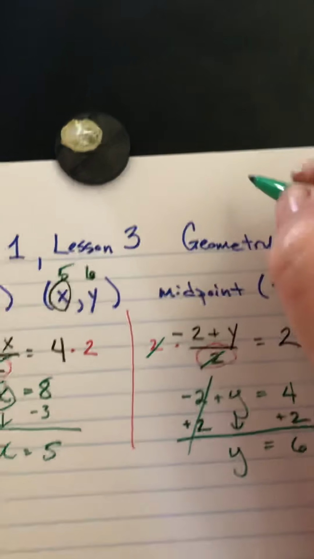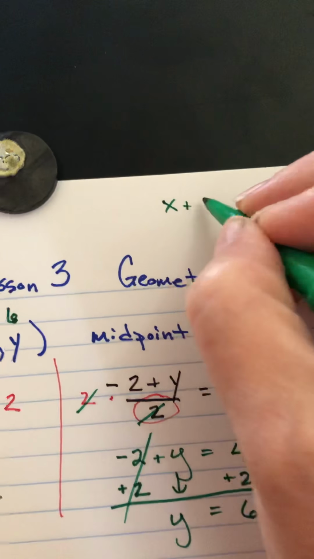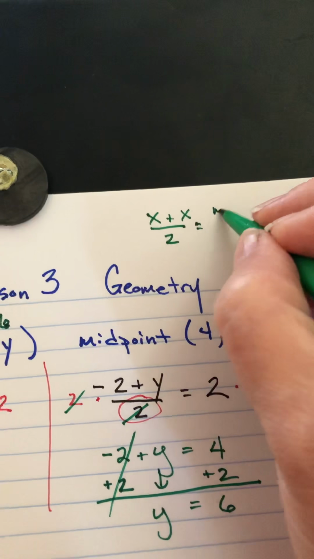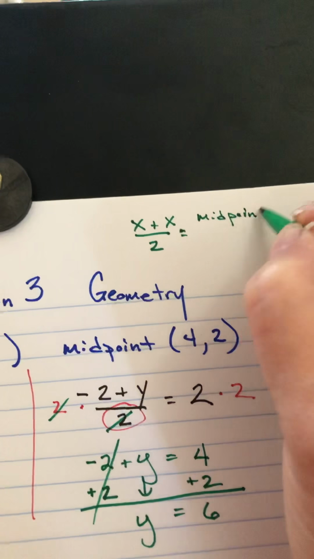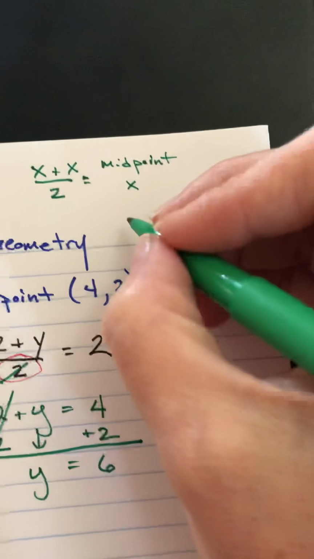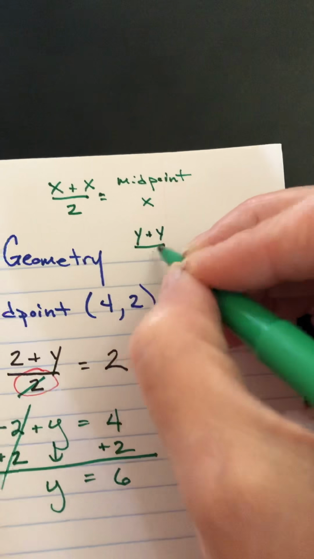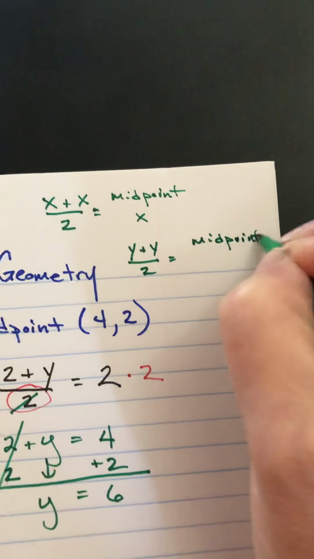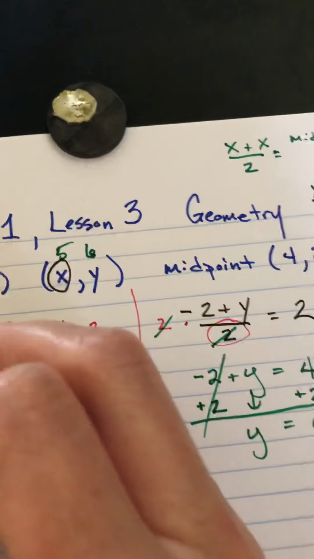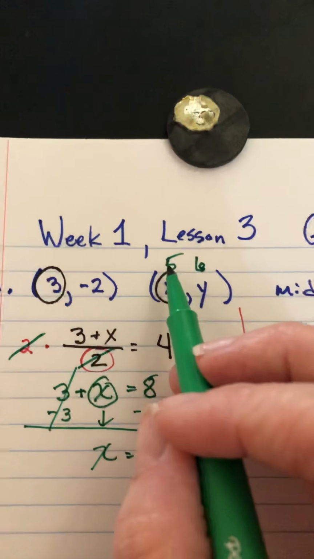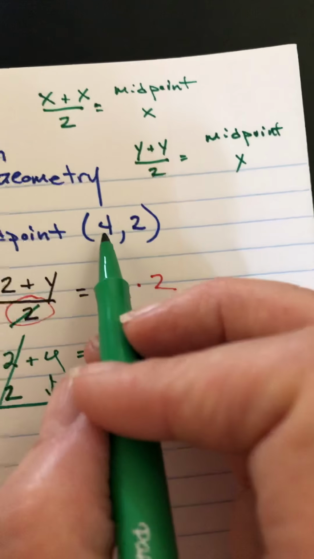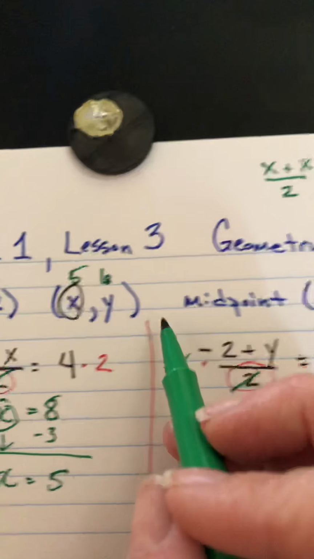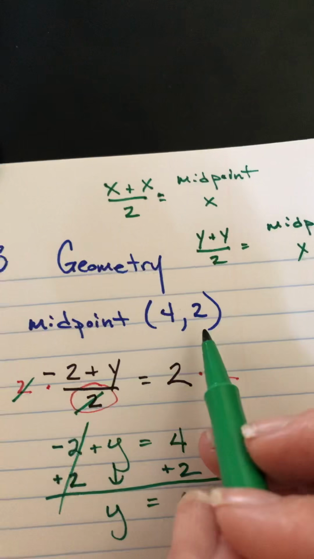Remember, the midpoint formula is add your x's, divide by 2, and that gives you your midpoint x. Add your y's, divide by 2, that gives you your midpoint y. So I'm going to add these x's. 3 plus 5 is 8, divided by 2 should be, bingo, 4. Negative 2 plus 6 is 4, divided by 2 should be, bingo, 2.